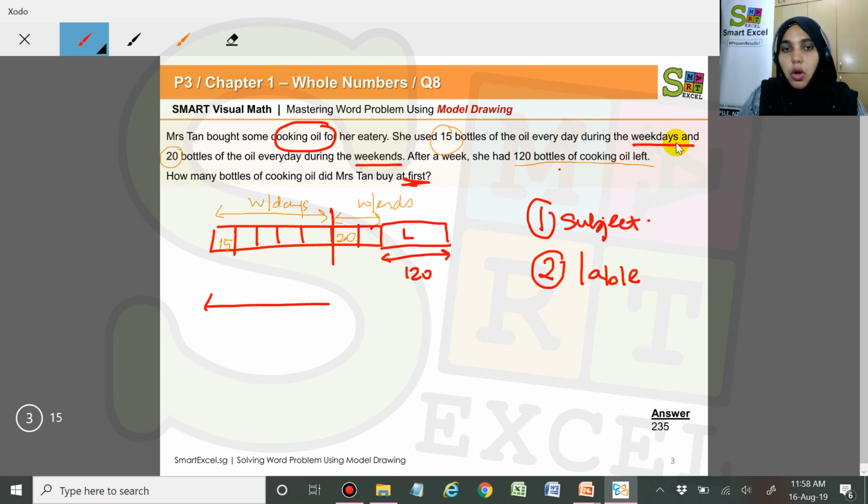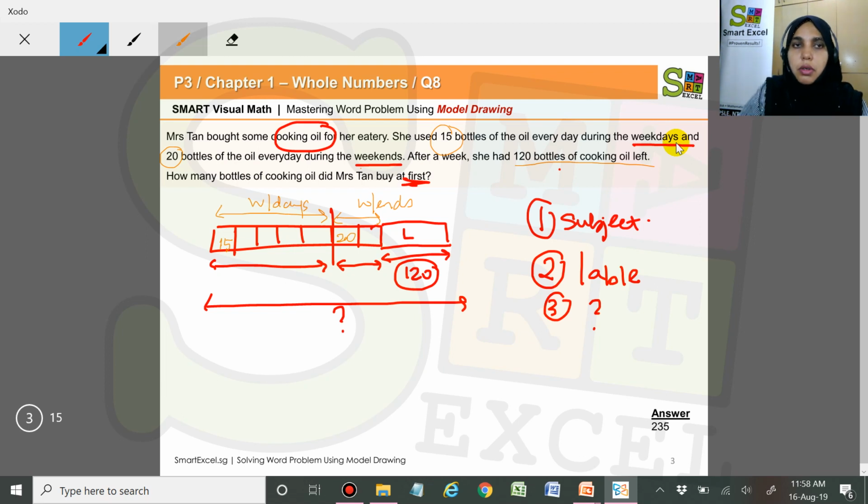At first means all together. When all together means you need to find the weekdays, you need to find the weekends, and you need to add the 120. Alright, so the last step is to insert the question mark. Why the question mark? So that the child is very focused on what to find out for the final answer.